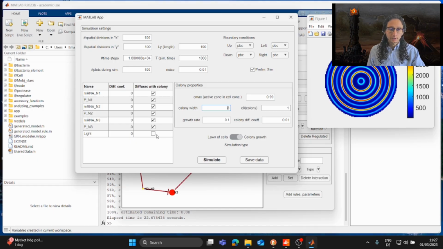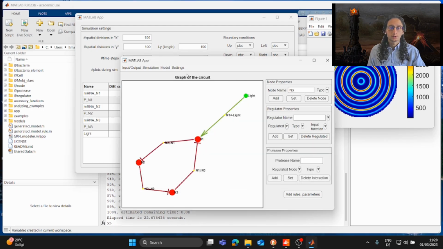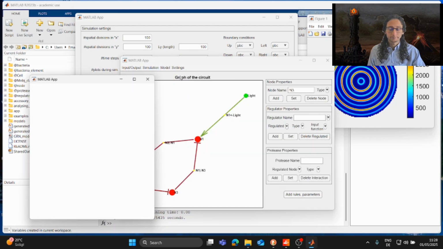We have a parameter light that does not diffuse with the colony because it's an external inducer and it is independent from the colony. We could also have some species, such as quorum sensing molecules, that diffuse outside of the cell. In that case, we can uncheck the diffuses with colony box and set the real diffusion coefficient. Make sure that the unit you choose matches with Ly length, or otherwise you can adjust it by leaving length dimensionless and dividing the diffusion coefficient by the square root of the physical length.